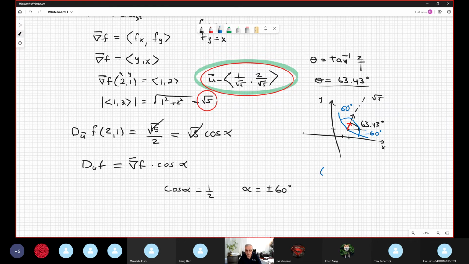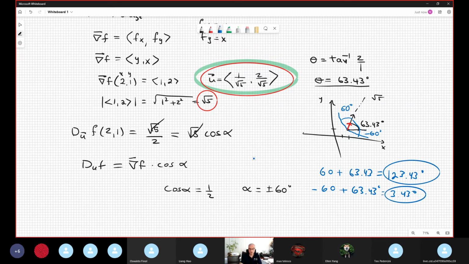That is, 60 plus 63.43 is 123.43 degrees. This direction lies in the second quadrant. And minus 60 plus 63.43 degrees is 3.43 degrees. This direction lies in the first quadrant. Okay, but it makes sense, right?